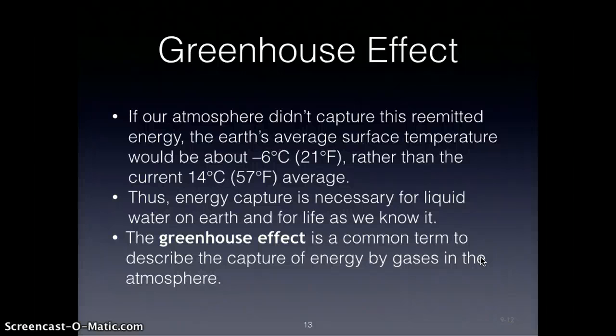If our atmosphere didn't capture this re-emitted energy, the Earth's average surface temperature would be about 21 degrees Fahrenheit, rather than the current 57 degrees Fahrenheit. Thus, energy capture is necessary for liquid water on Earth and for life as we know it. The greenhouse effect is a common term to describe the capture of energy by gases in the atmosphere. Something like the glass of a greenhouse, the atmosphere transmits sunlight but traps some heat inside.